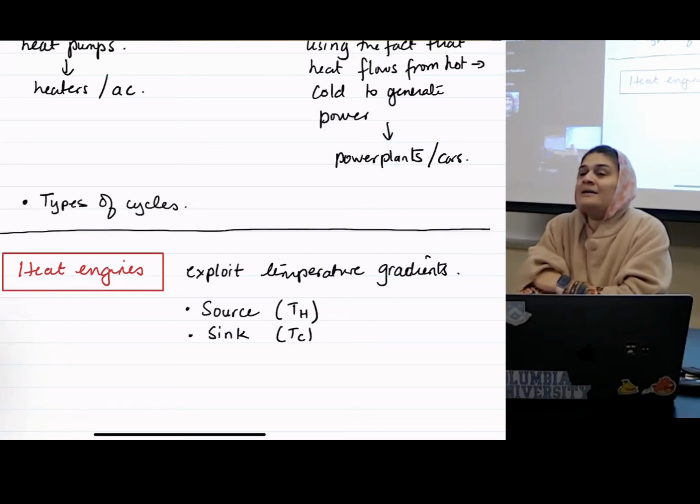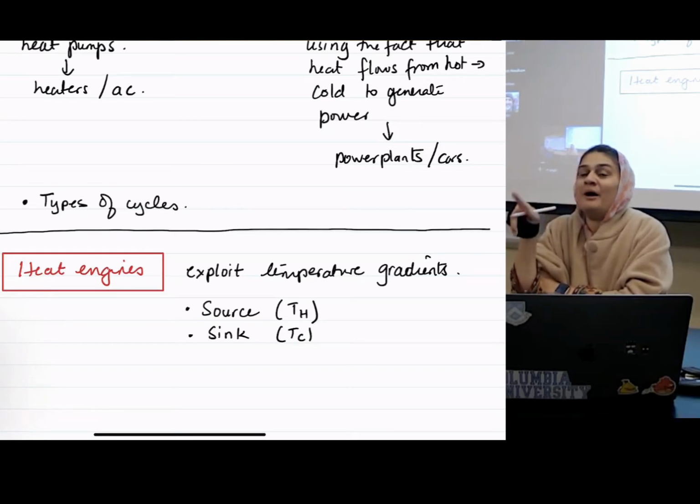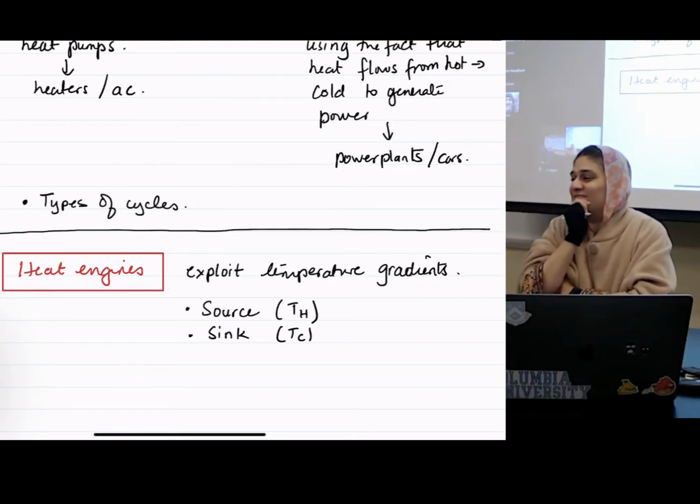What if while it's moving from hot to cold, we put a paddle wheel in between? What will happen? It will start to turn. What if on that paddle wheel, I put an axle? It will turn the axle. What if I put a wheel on the other side? It'll spin the wheel. What if I put a car on top of that? It will drive the car forward, right? You see it? That's how power plants work.